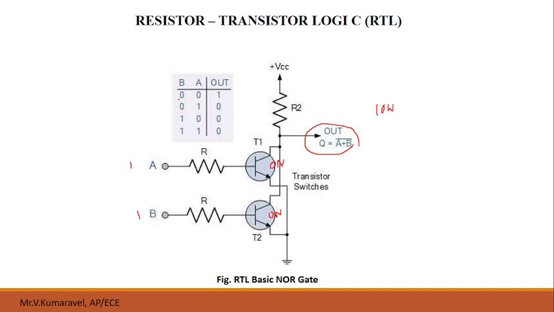That is, if both your inputs are low, your output is high because the two transistors will be open circuit, so whatever your VCC, it will appear across your output. If any one of your inputs is high or both your inputs are high, your output is low because either transistor 1 or transistor 2 or both the transistors will be in the on state, therefore your output will be low. This is how your RTL will perform the NOR operation.